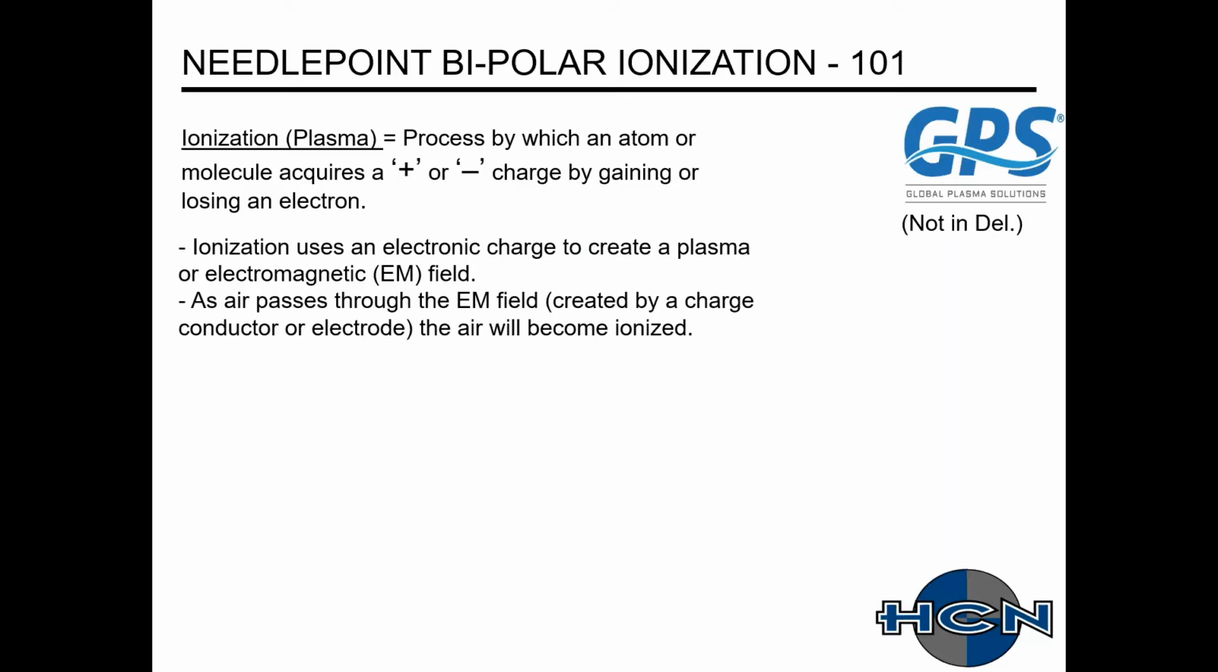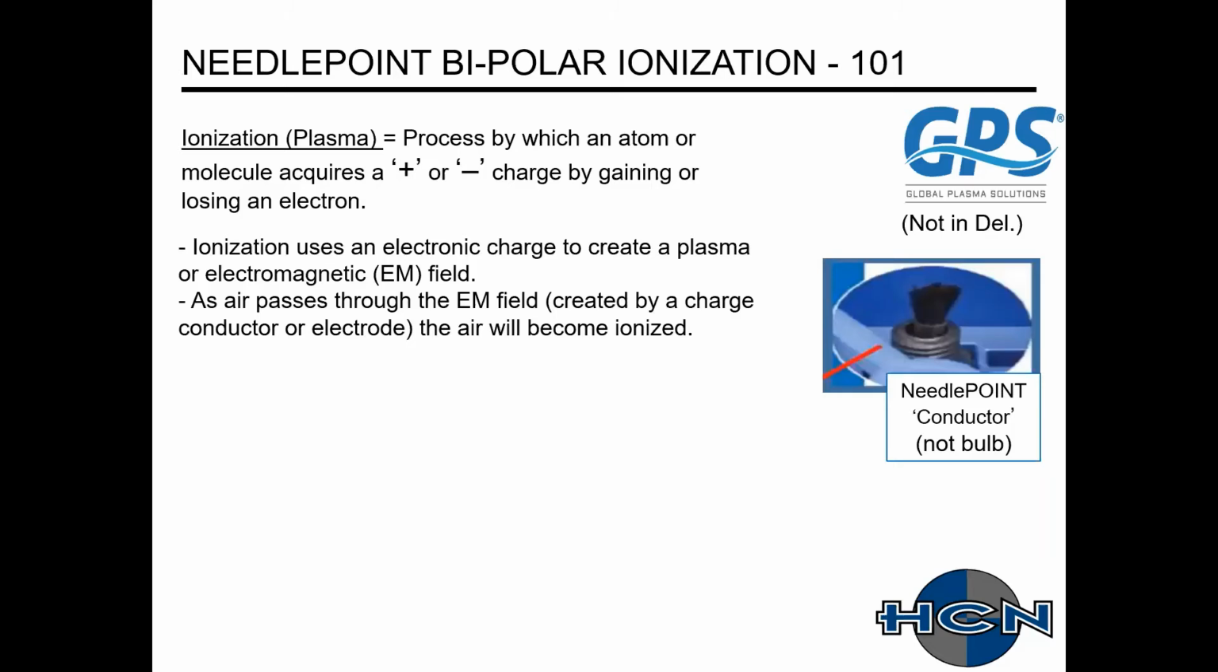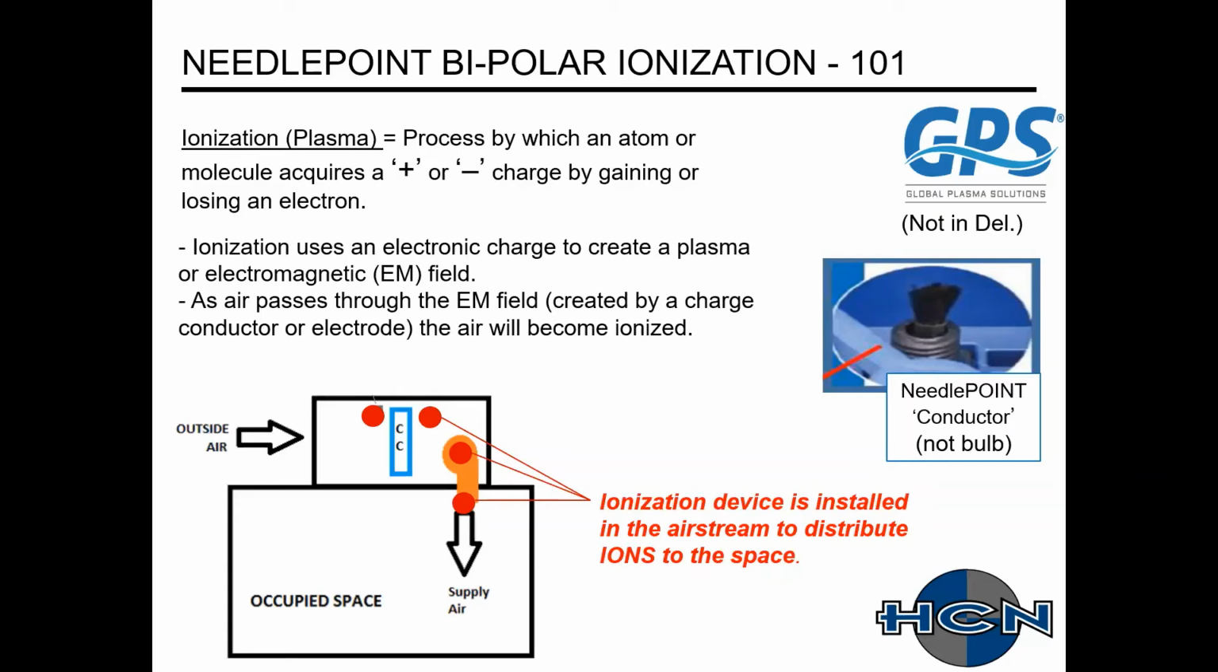All right. So needlepoint here is just to show that the conductor is a point. There are other manufacturers or other devices that use a bulb. And how do the ions get into the space? Basically, they're installed in the airstream. This slide shows an HVAC piece of equipment where the red dots indicate the 4 different locations where the ionization device could be installed: upstream and downstream of the cooling coil, in the fan section, and also in the supply ductwork.